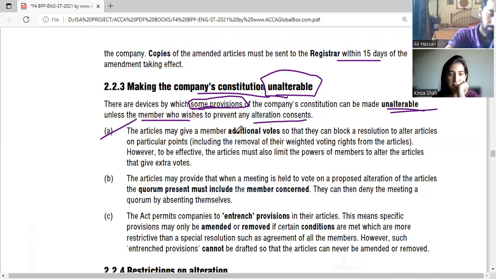The articles may give a member additional votes so that they can block a resolution to alter the articles on particular points. So this may happen. Articles may provide that when a meeting is held to vote on a proposed alteration of the articles, the quorum must include the member concerned.